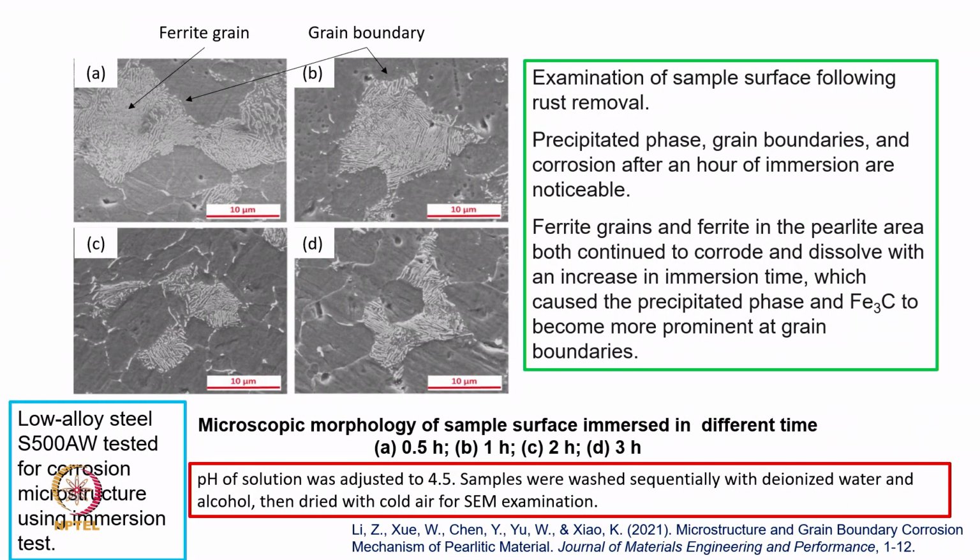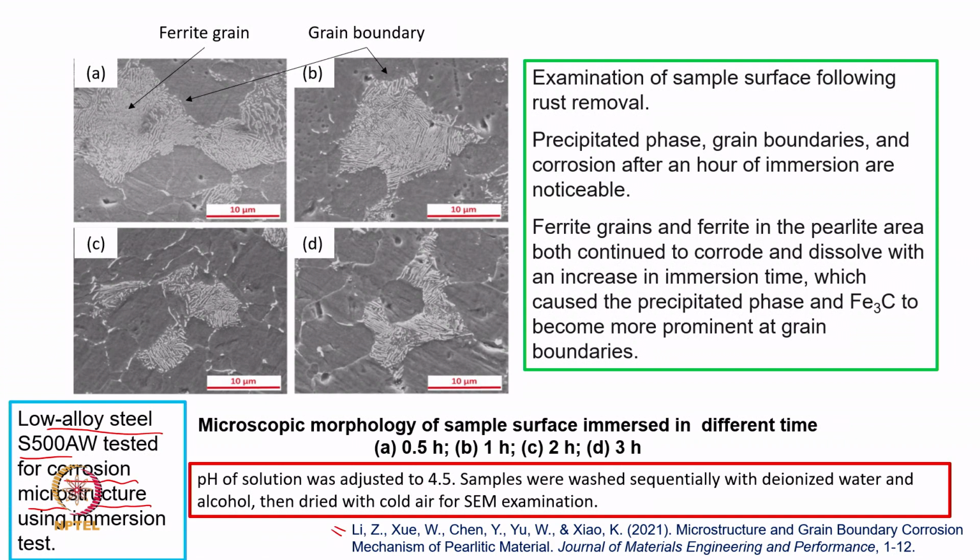Now, to elaborate this, Lee et al. did a number of experiments. What kind of experiment did they do? They used a low alloy steel. Again, in the previous slide we said if you increase alloying, there are more chances of failure, because there are weaker grain boundaries and corrosion is possible. So, they did the experiment on the low alloy steel, S500 AW, and they wanted to test the corrosion microstructure with an immersion test.